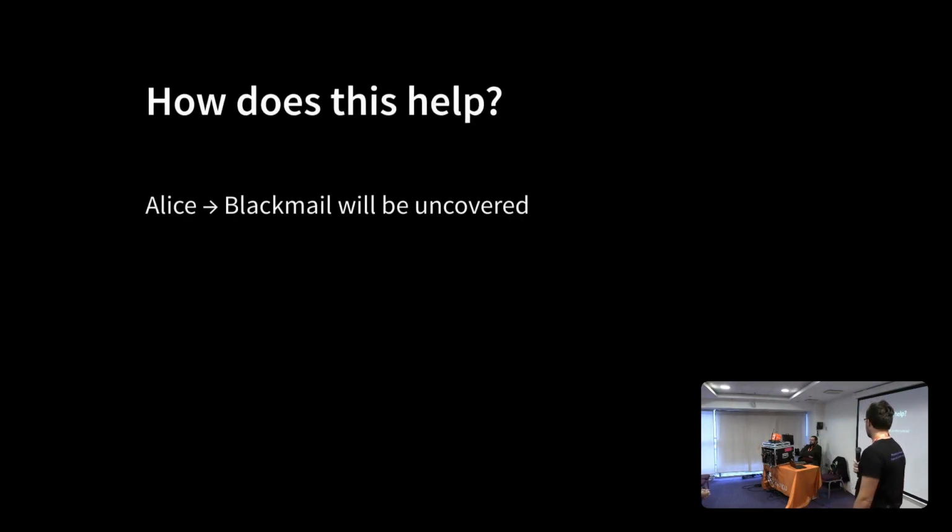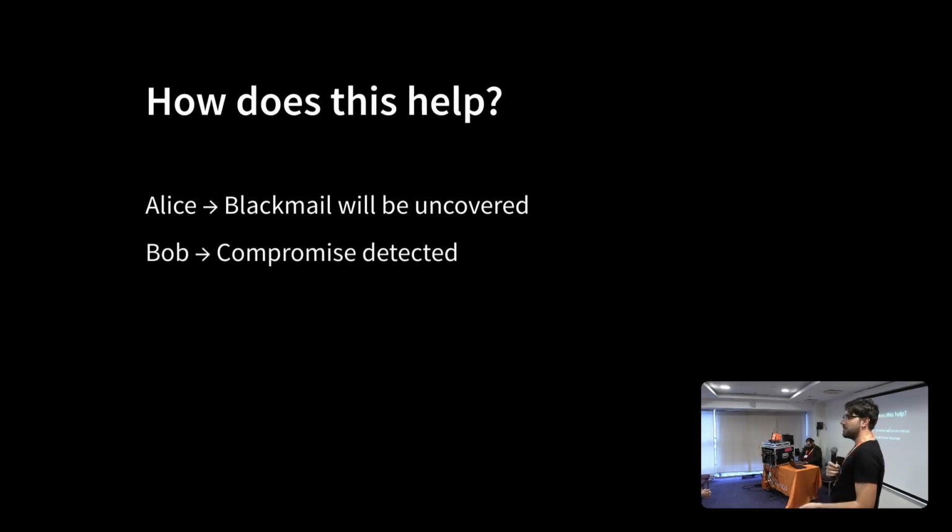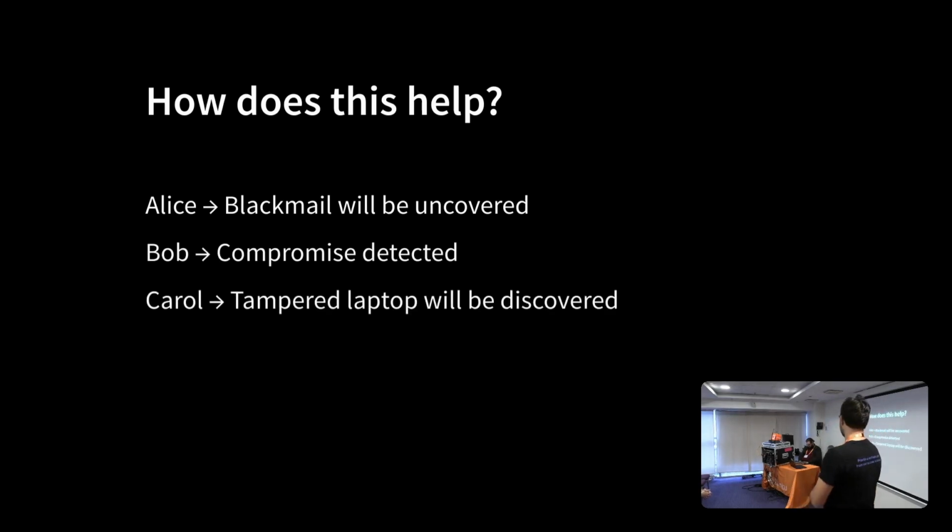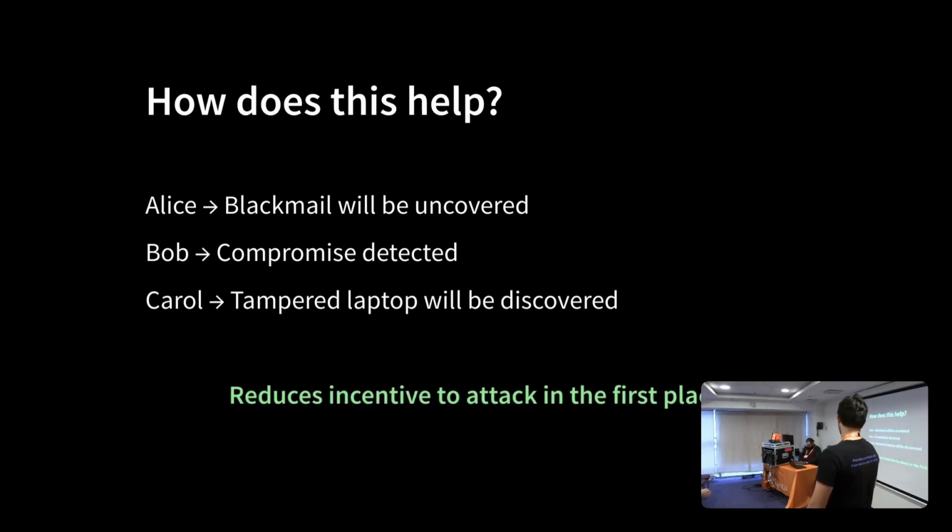What this means is that Alice, the one with the secret life going on, can be figured out. Bob can see that the data center where he's building his stuff is compromised, and Carol can find out about the evil maid that was messing with her life. Also, even if these checks don't unveil anything, they can reduce the possibility of attacks, because it's harder to do or easier to spot.